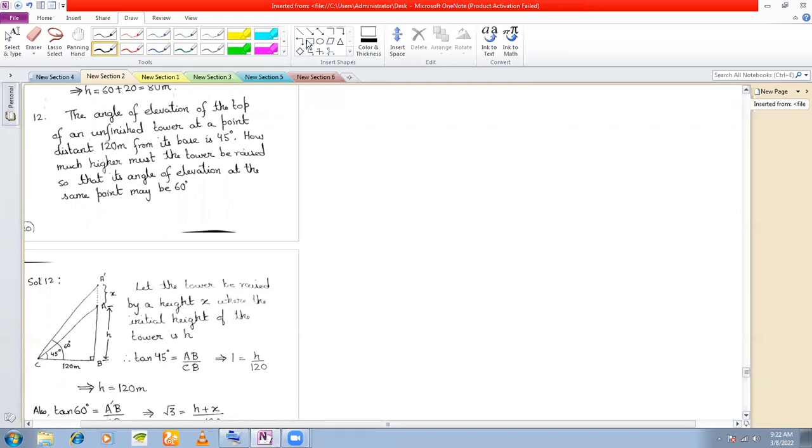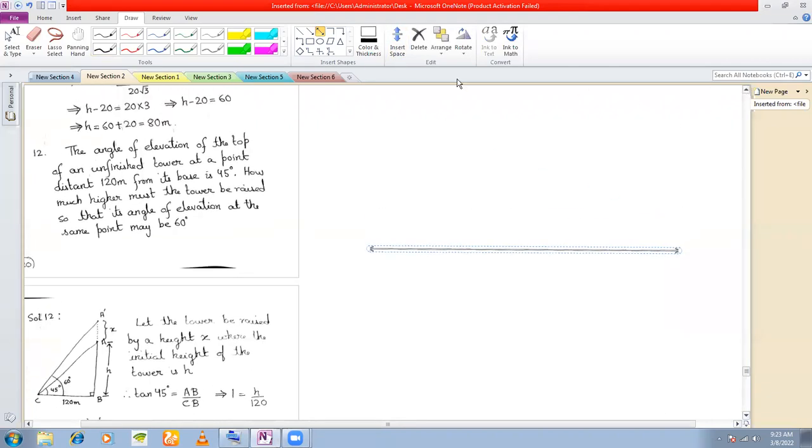Let's say this is the ground level, and you have an unfinished tower. So this is your unfinished tower, and the angle of elevation of the top of the tower. Let's say this is the top of the tower, A. This is B, and this tower is unfinished in the sense that it will be constructed higher.